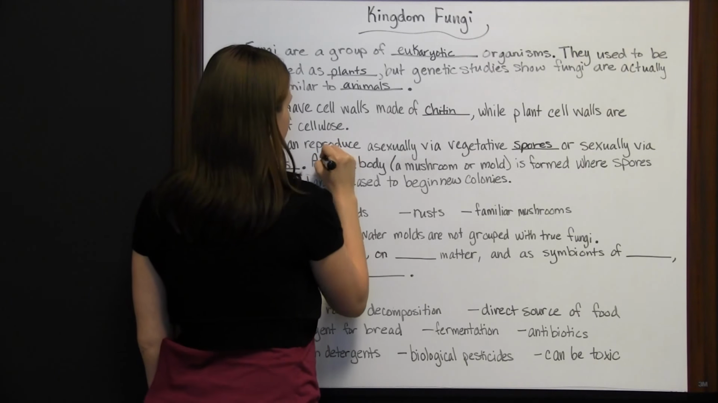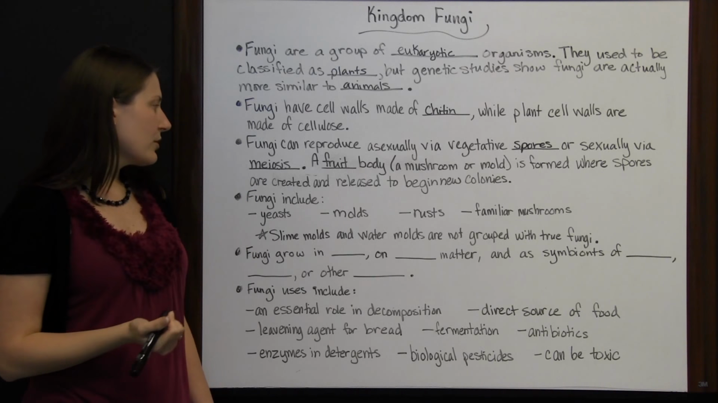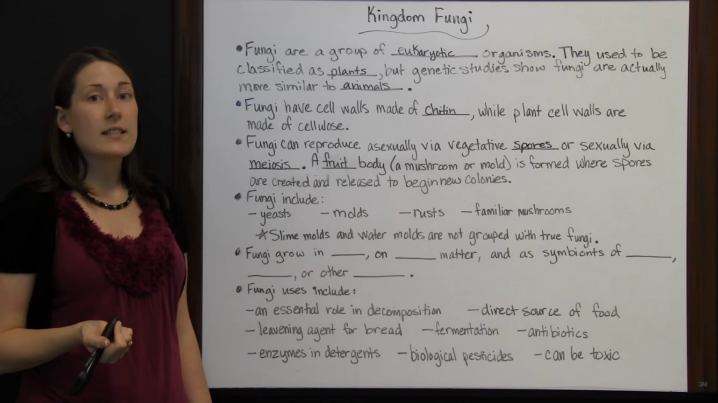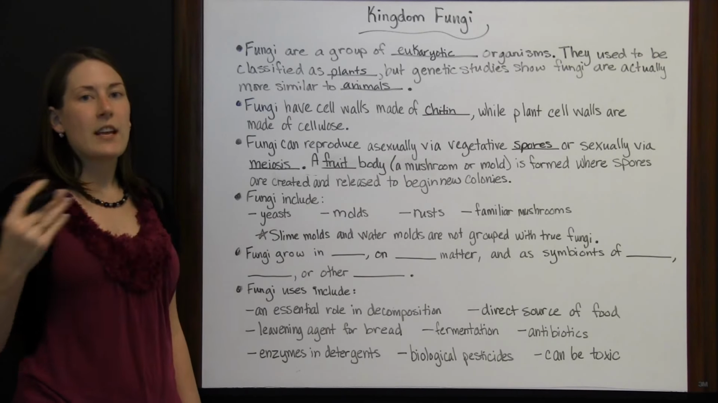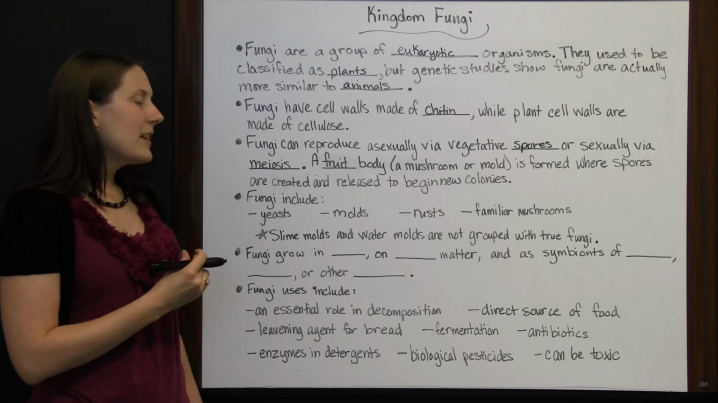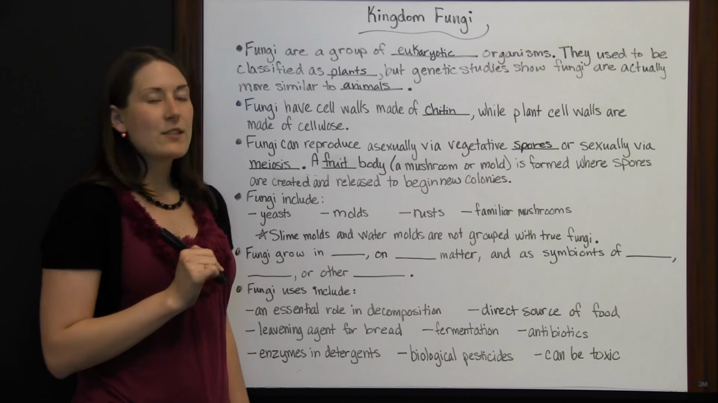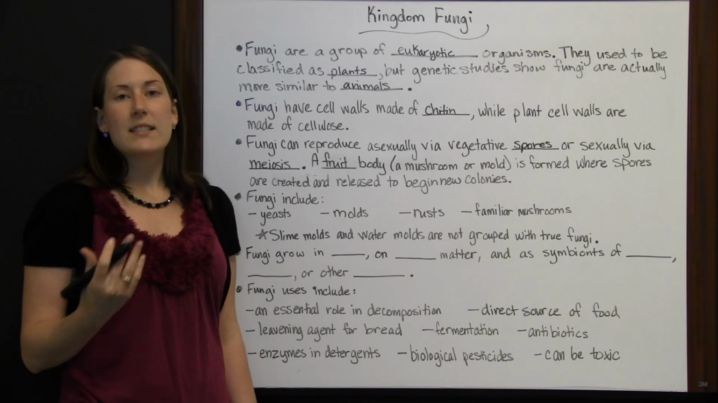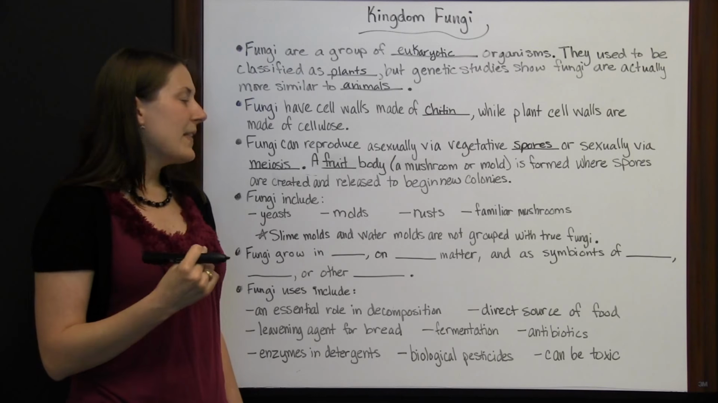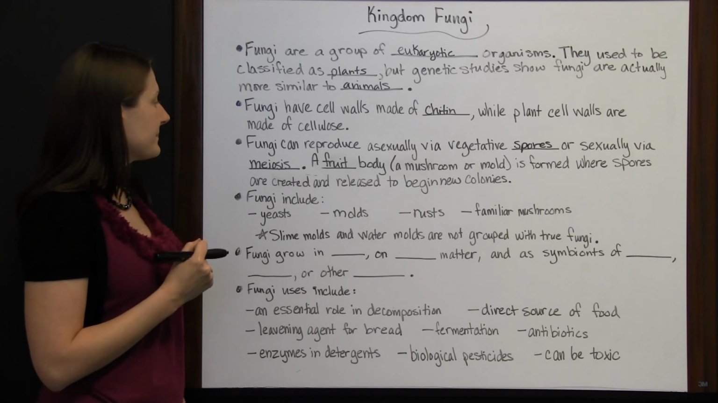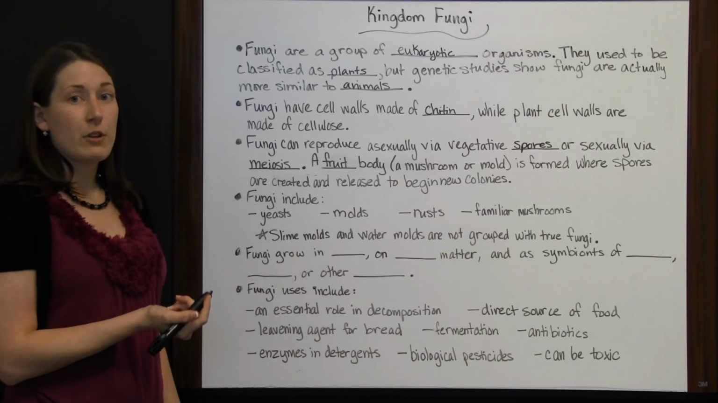A fruit body, such as a mushroom or mold, is formed where spores are created and released to begin new colonies. So when you think about a plant and how it produces a fruit, and that's where the seeds are that carries on life, it's kind of the same thing, except fungi and plants are not the same kingdom. So a fungi's fruit body is going to be in the form of a mushroom or mold, and instead of having seeds, it's going to produce spores that are released, and the spores go out and they create new colonies of fungi. Fungi include yeasts, molds, rusts, and familiar mushrooms.